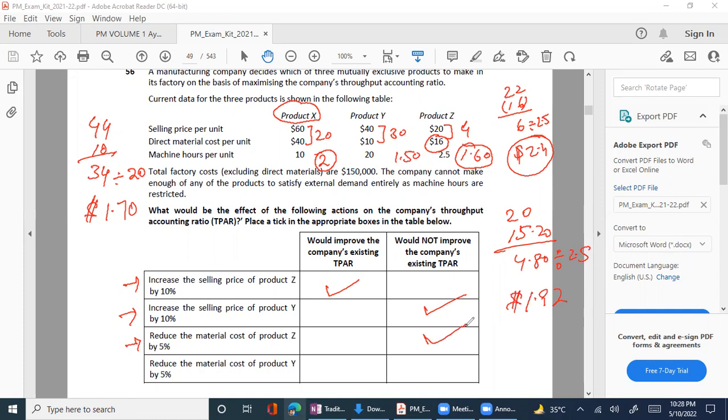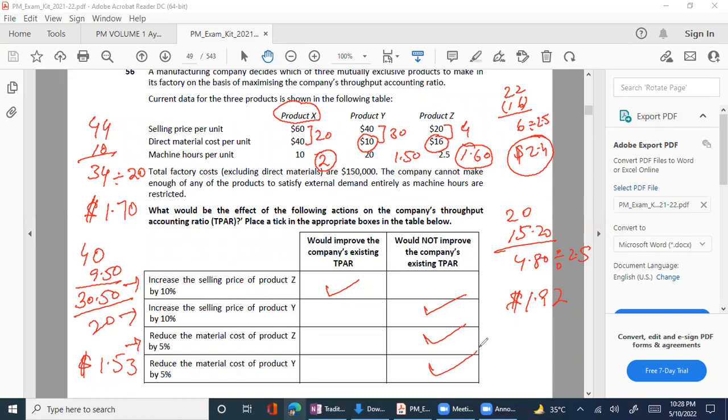And in the fourth option, reduce the material cost of Y. Now, the price of Y is 40. If we reduce the material cost of Y with 5%, what will be the new material cost? 9.5. This will be 30.5. And if we divide the 30.5 with 20, what will be throughput per hour? 1.53. Again, our X will be preferred.